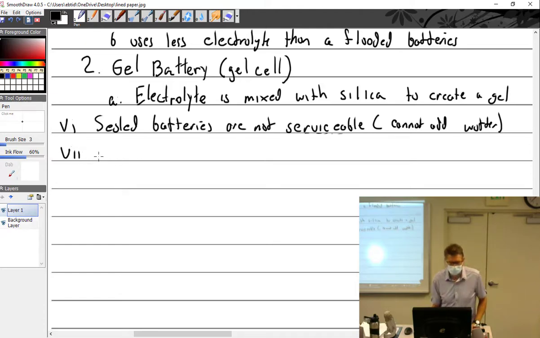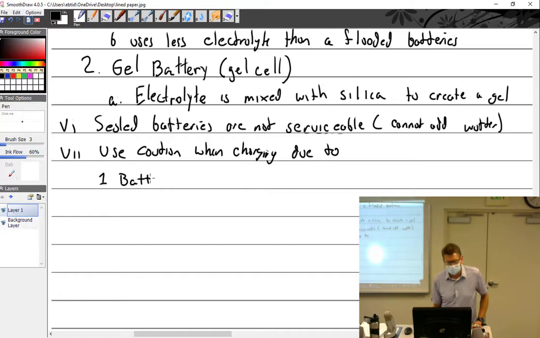Let's see, use caution. So we're still talking about sealed batteries. Use caution when charging. There was at first a lot of issues with these batteries. In fact, they only wanted you to use very specific chargers because if you overcharged it, you warp the plates. You warp the plates, then you get a short and it's no good.